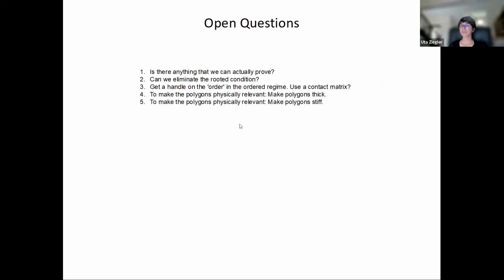Open questions. Is there anything we actually can prove? Or maybe more likely, is there anything somebody can actually prove? Is there a way to eliminate the rooted condition? You would really like that. Can we get a handle on what we mean by the order and the ordered regime? Maybe use some kind of contact matrix à la Hi-C. And then maybe make the polygons physically more relevant, make them thick or make them stiff. Those are more open questions, but these are the ones I listed here.